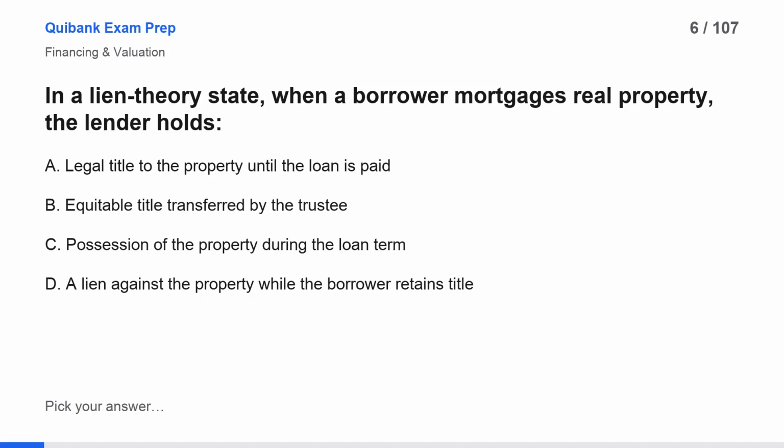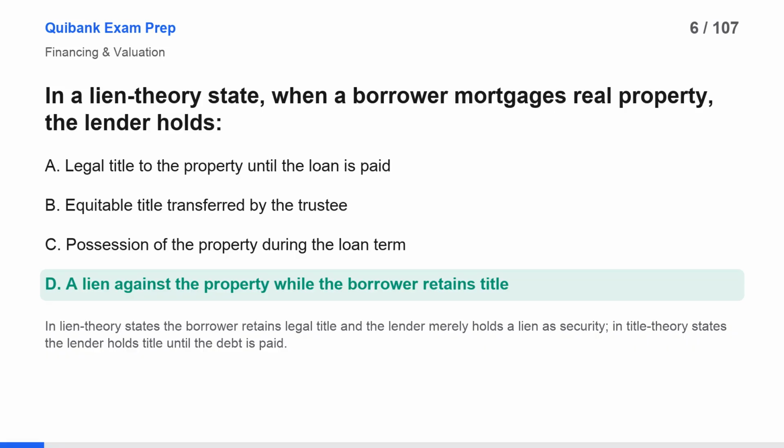Question 6. In a lien-theory state, when a borrower mortgages real property, the lender holds A. Legal title to the property until the loan is paid. B. Equitable title transferred by the trustee. C. Possession of the property during the loan term. D. A lien against the property while the borrower retains title.